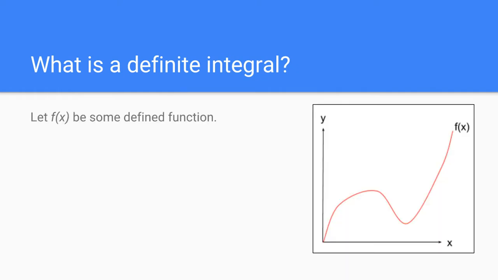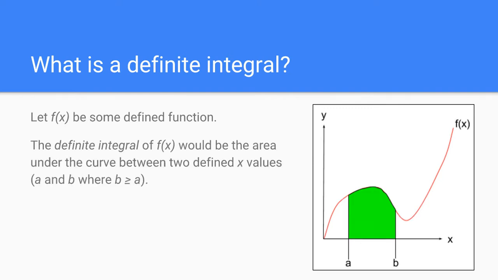Let f of x be some defined function. That's just a graph of a random function. It can be any function. The definite integral of f of x would be the area under the curve between two defined x values, a and b, where b is greater than a.